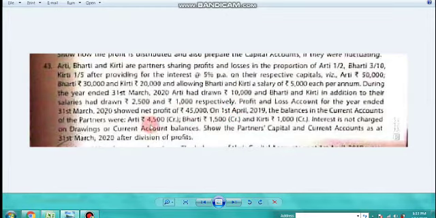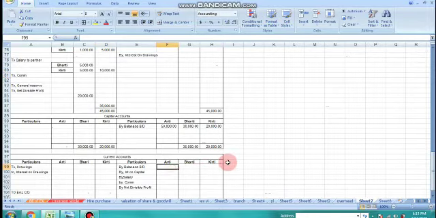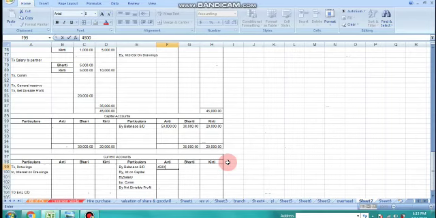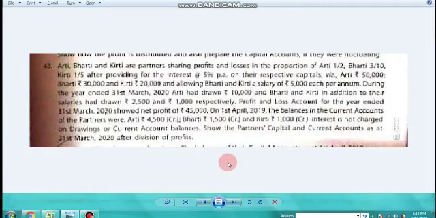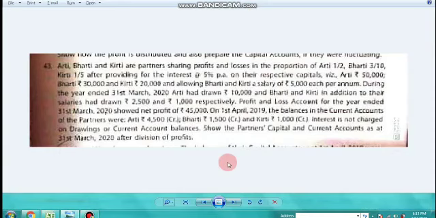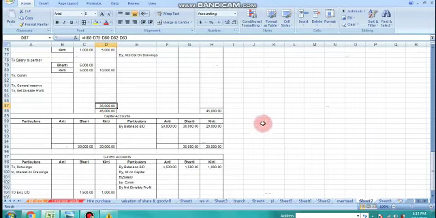Respectively. For the current account balance, we make a separate current account. Aarti has a credit balance of 4,500. All are credit balances: 1,500 and here is 1,000. Now automatically the profit will come as 35,000.